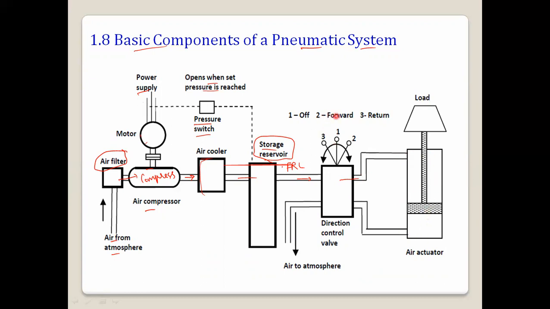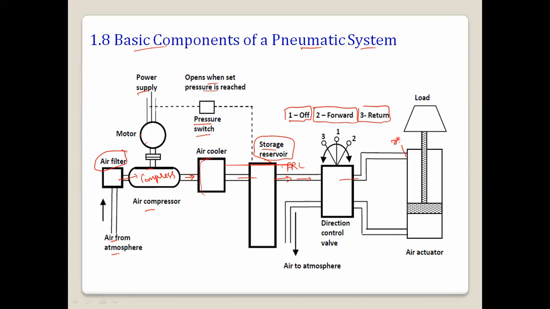In the same way here, 1 means off position, 2 means forward position, and 3 means return position. So the 1 position means it will be closed. The air can't flow through this direction control valve, so at that time this pressure switch will be operated. Then second, forward means air will flow to this rod end.